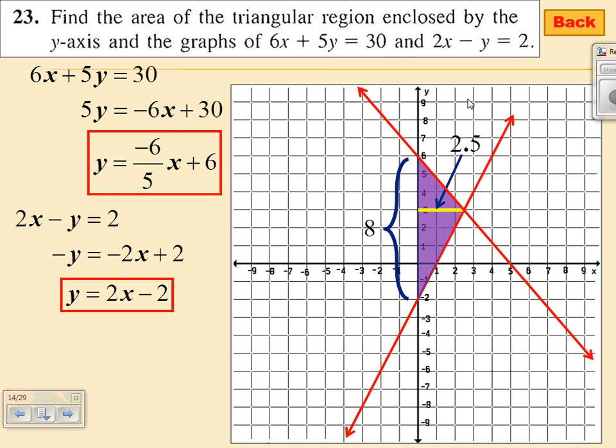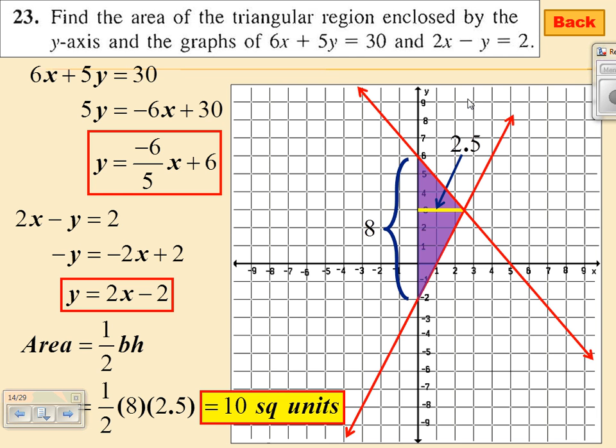So I know the base of the triangle, which is 8. I know the height of the triangle, which is 2.5. I then can find the area. The area of the triangle is 1/2 base times height, which is basically 1/2 times 8 times 2.5. If I multiply everything out, the area of that triangle is 10 square units.